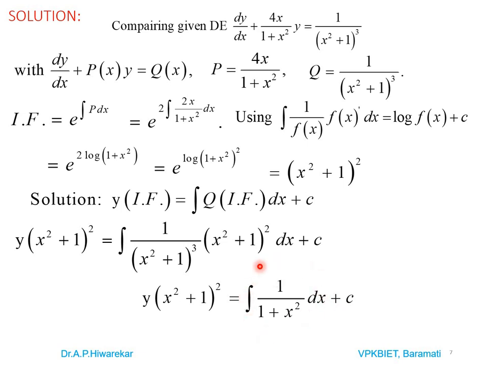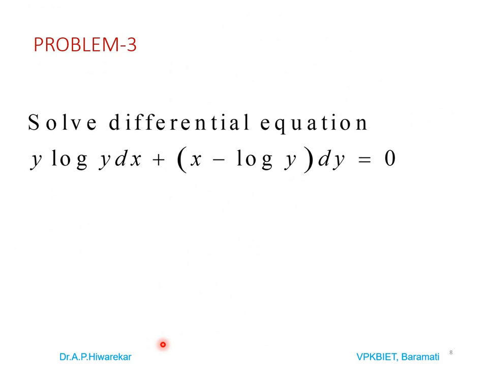And we know the integration of 1 by 1 plus x square dx will be tan inverse of x. So y into (x square plus 1) whole square is equal to tan inverse of x plus c, as the general solution of the given differential equation. So with this now we go to the next problem.